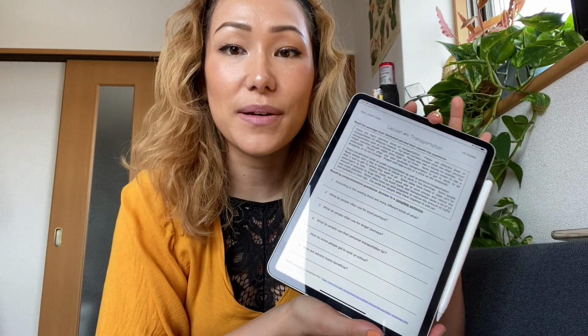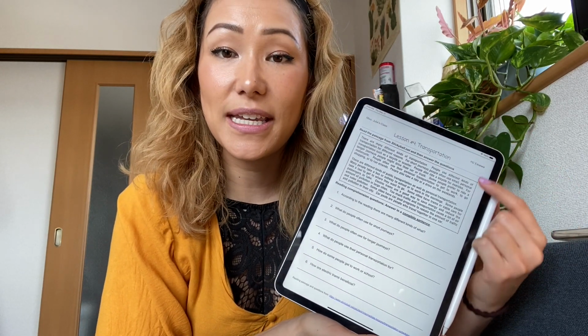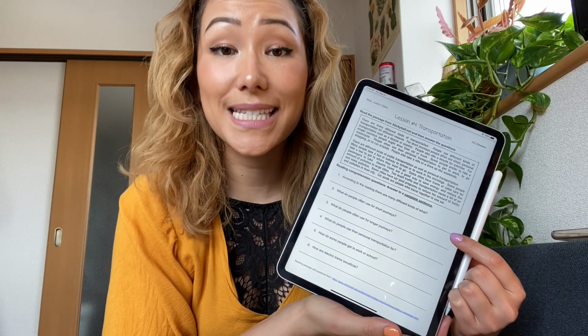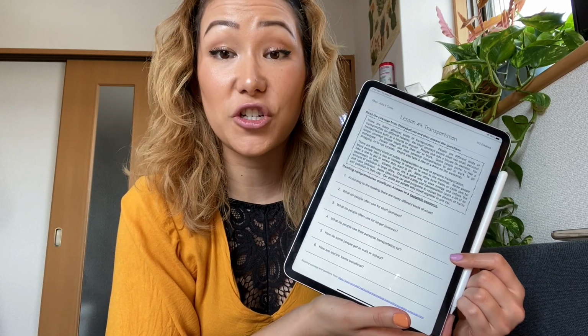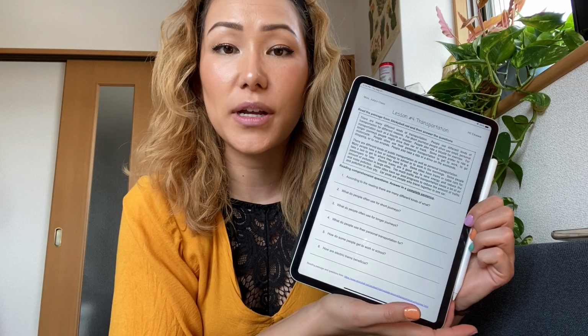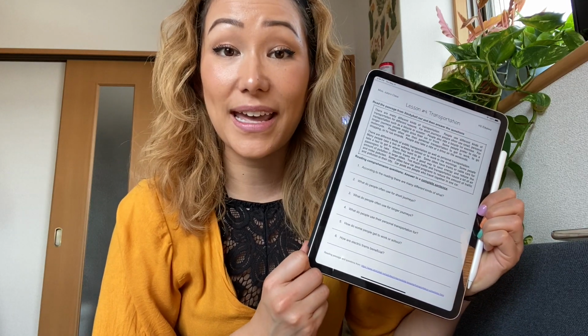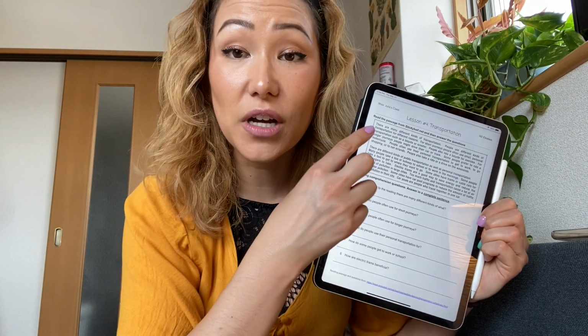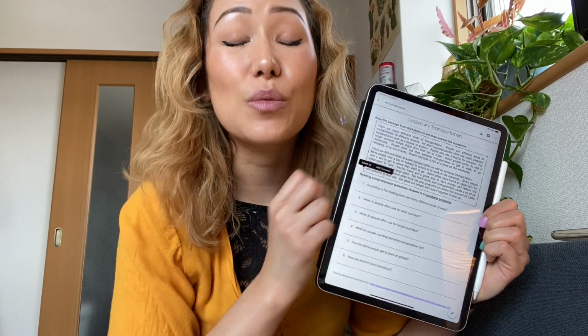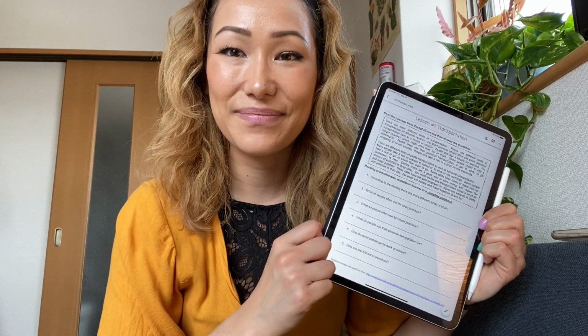Okay, so now we're ready to do the reading part of today's lesson. And that is today's worksheet. So today's worksheet is on transportation. Now there is a reading section here, and then you are going to have 6 reading comprehension questions that you need to answer. Please answer in a full sentence. Okay, ちゃんと文で答えてください. All of the answers are here in the reading, so please read it carefully.